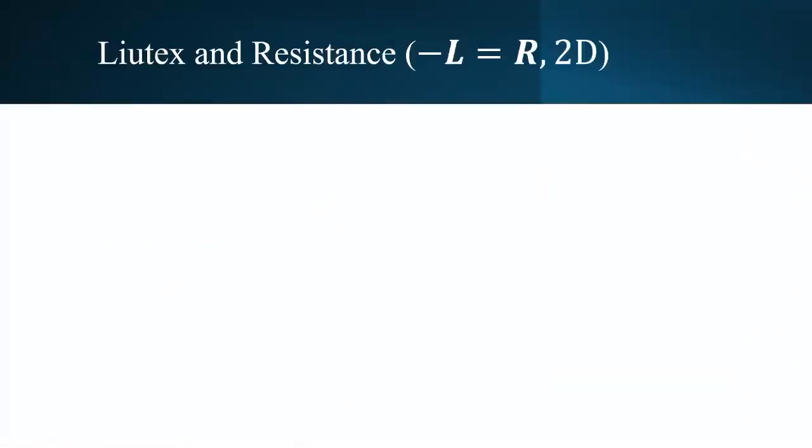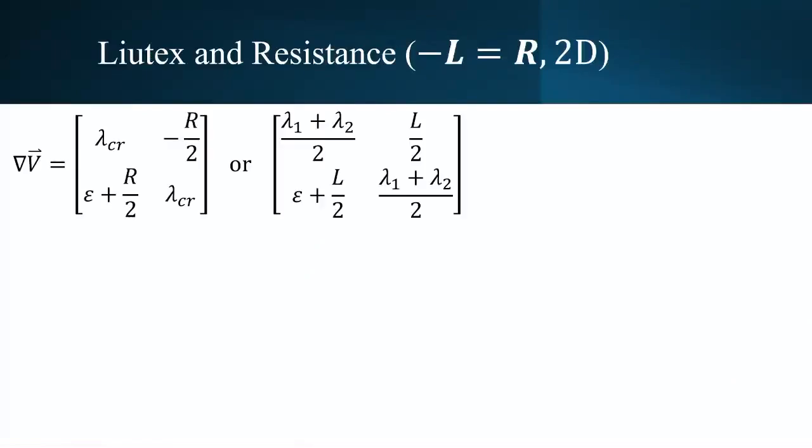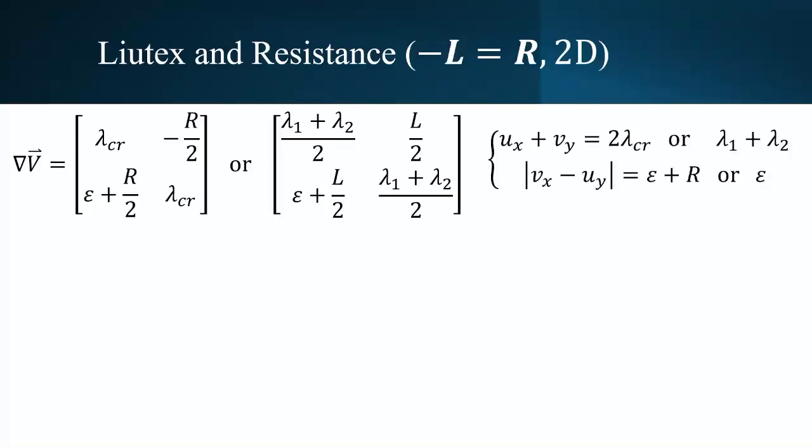Now let's look at this Lutex and resistance. Let's look at this in 2D cases. For the principal matrix, we can just write it in this way in 2D. The orthogonal transformation preserves the trace and also preserves the magnitude of the vorticity.